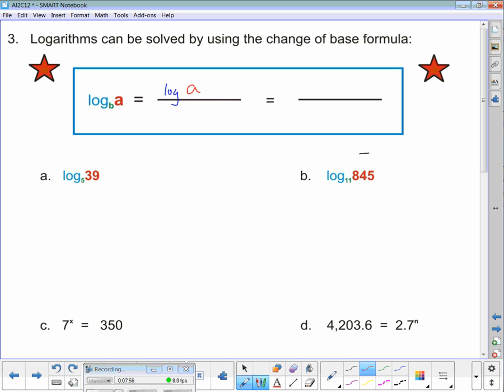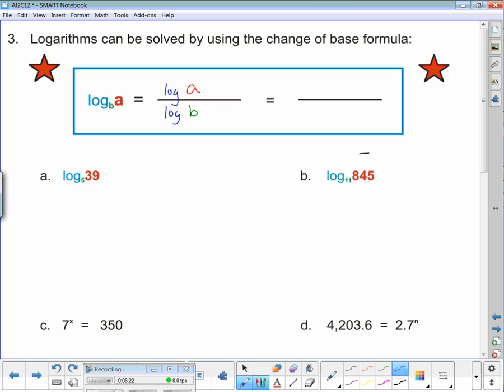For this log right here that I stuck in the numerator, what's the base? 10. I made it a common log. And it simply equals the log of b. Not a base anymore. It's just a formula that works. I'll show you why on Monday when we get into log equations.